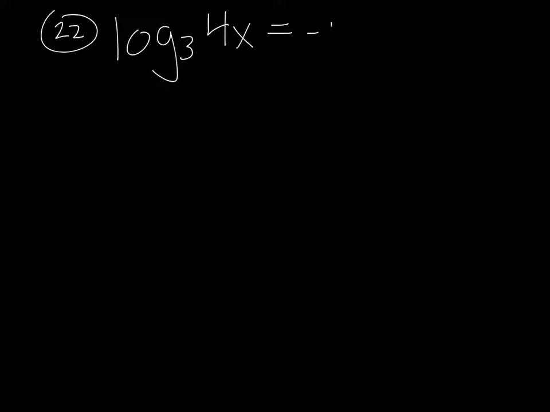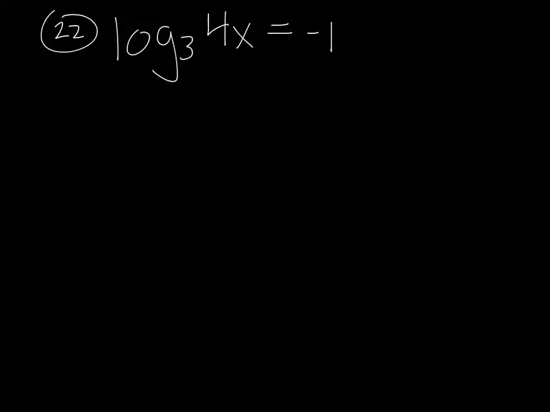Now if you flip the paper over, do one of these problems. Let's just start off with question number 22. Now one important thing about question number 22, I did write up on the board that I do want you to change the problem. So this is log base 3. Change it to log base 3 of 4x is equal to negative 1.